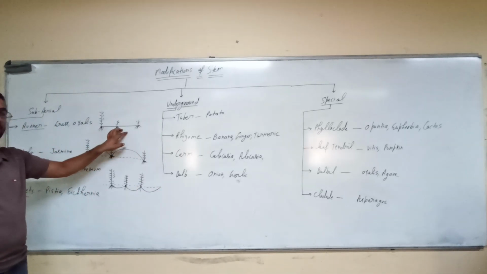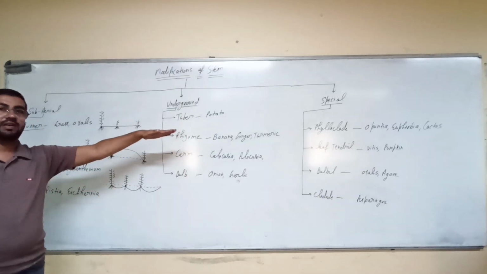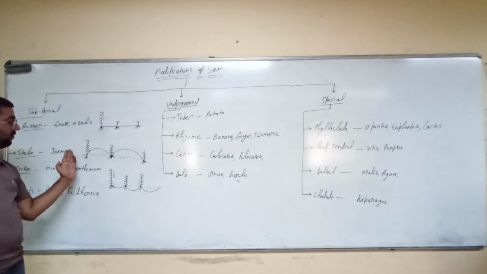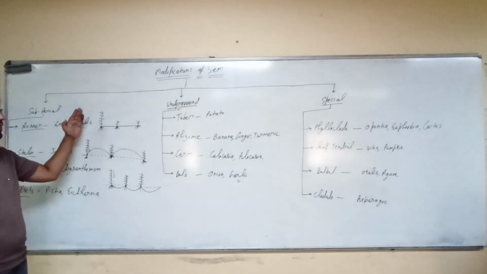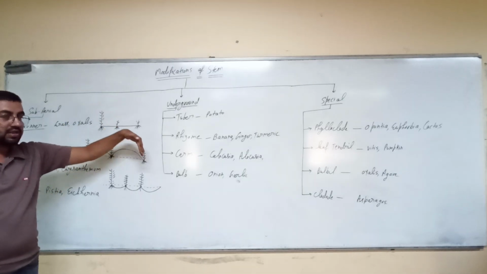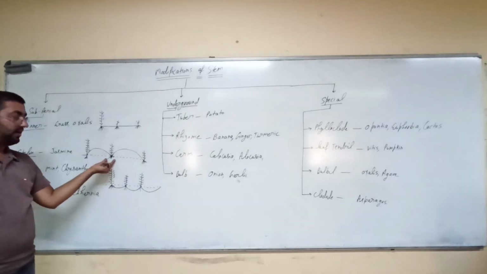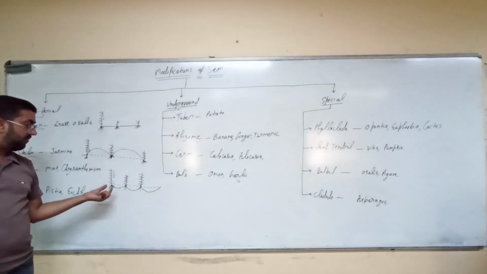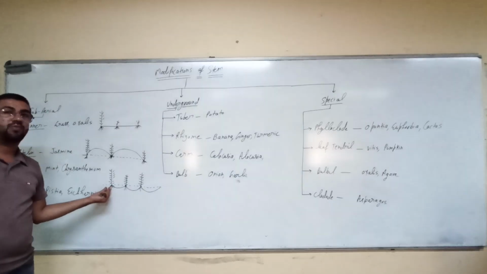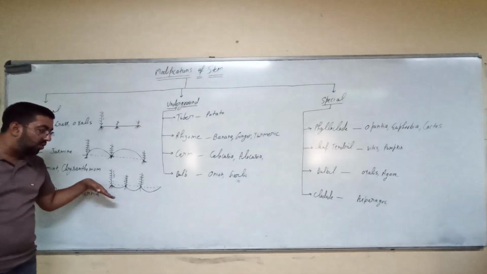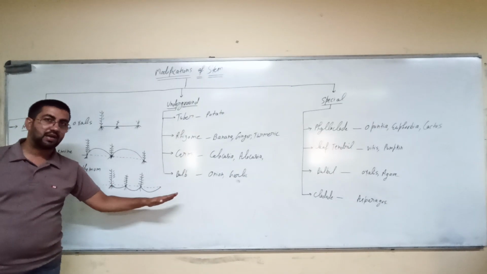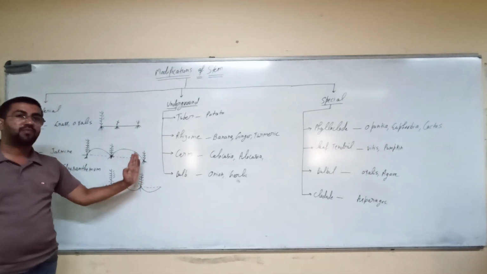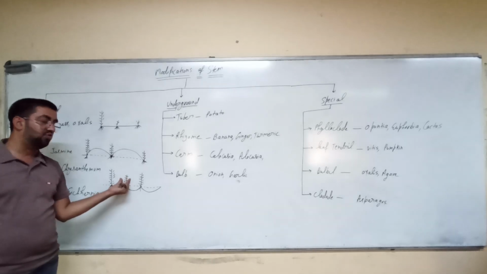This is a runner. It moves horizontally along the soil. This is a stolon, which arises from the base and moves aerially. After that it touches the ground and forms a new plant. Again, suckers are those types of modified stem which arise from the base of the plant and move underground. After some time they come out of the soil and make a new plant.